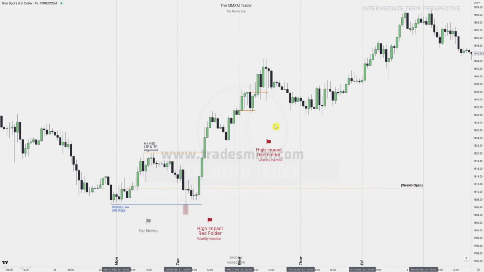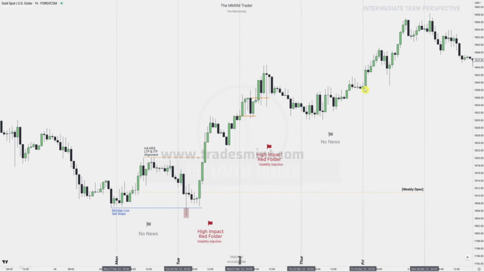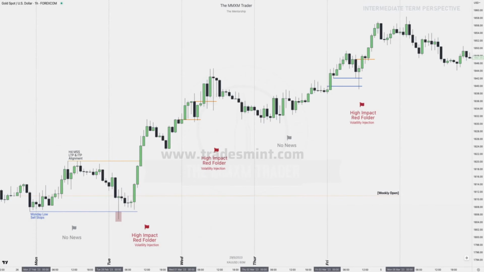Now, what happens on Thursday? We don't have any news on Thursday, so how does that look? We have an indecisional day, right? And then at the end of the week, we have another high impact news red folder, right? So another volatility injection over here.